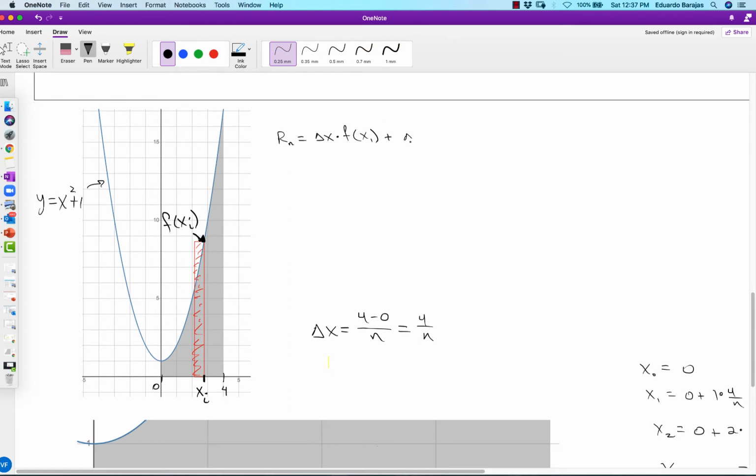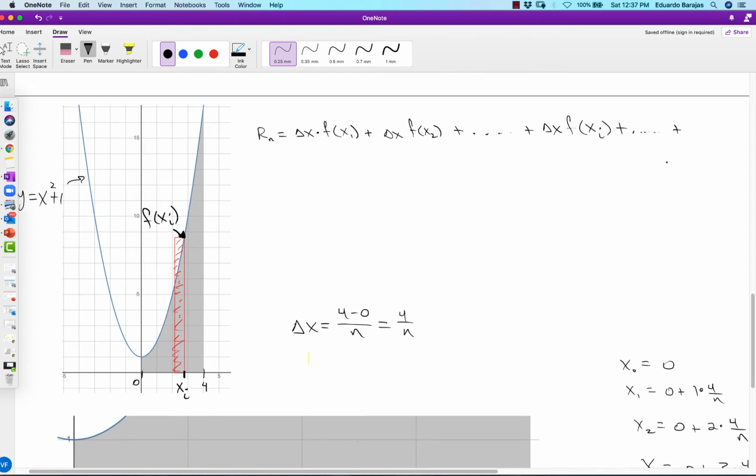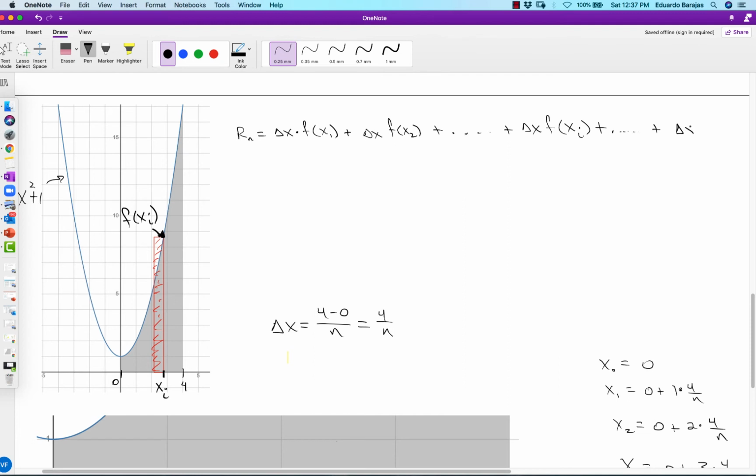The second rectangle is delta x times f of x sub 2, plus dot dot dot. Let's get to that middle rectangle, which still has a width of delta x times f of x sub i, plus dot dot dot, all the way out to that final rectangle, which still has a width of delta x and a height determined by f of x sub n. Good. We can factor out a delta x from all of them. So this R sub n formula becomes delta x times parentheses f of x sub 1 plus f of x sub 2 plus dot dot dot plus f of x sub i plus dot dot dot plus f of x sub n.